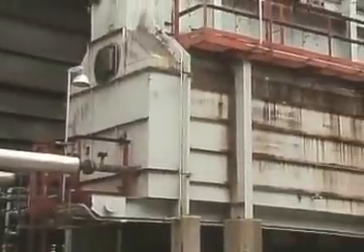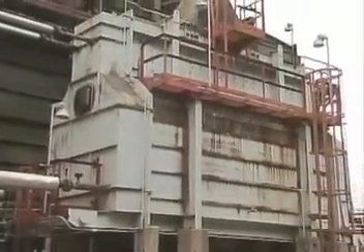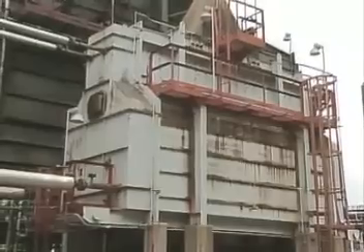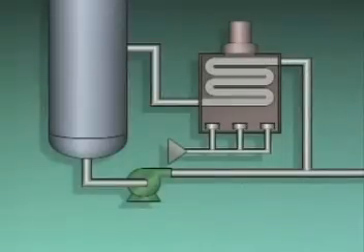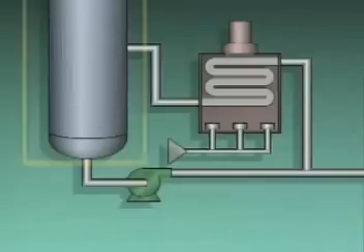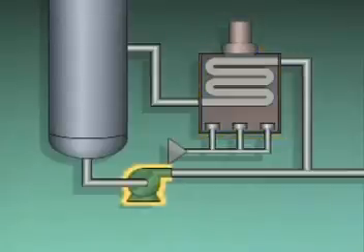Furnaces like this one are sometimes used as reboilers in forced circulation systems. This type of furnace is known as a fired reboiler. We can use an illustration to see how this system operates. It includes the bottom of a distillation tower, a fired reboiler, and a pump.